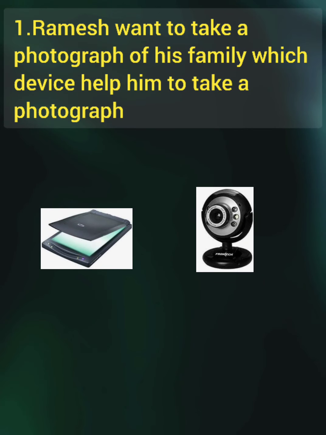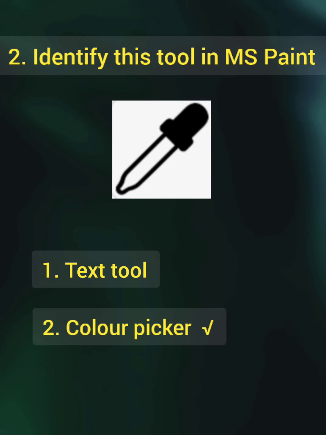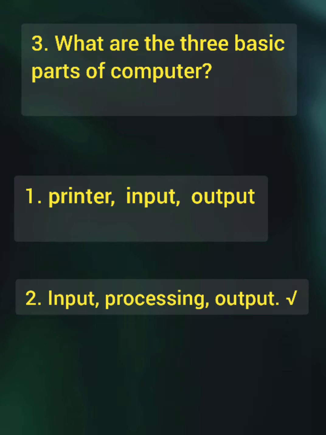Ramesh wants to take a photograph of his family. Which device helps him to take a photograph? Answer is D. Identify this tool in MS Paint. The answer is C. Color picker.